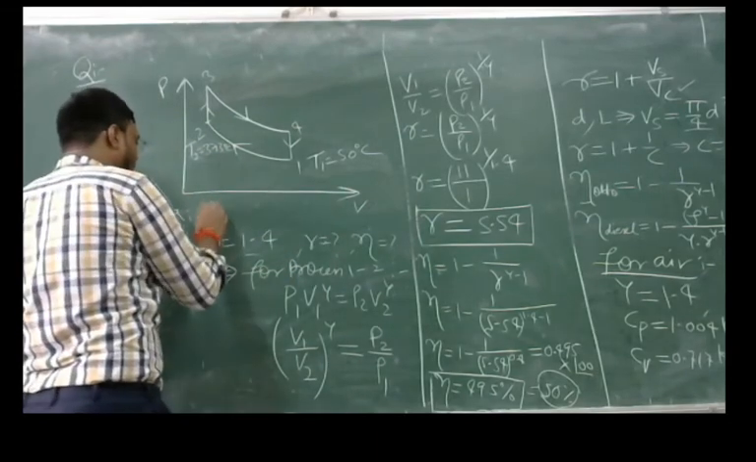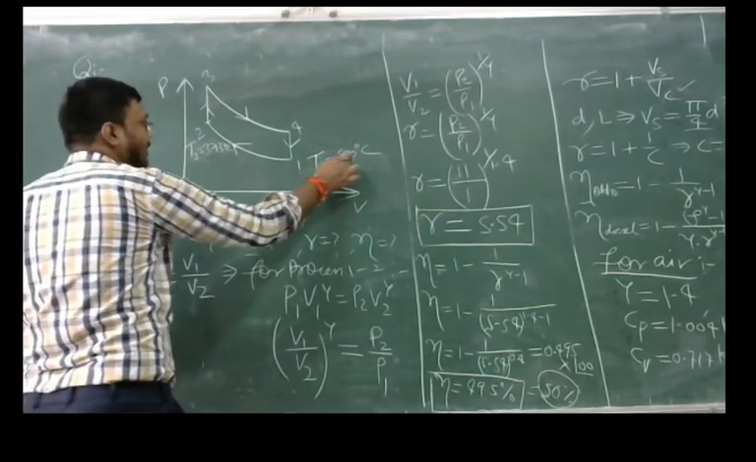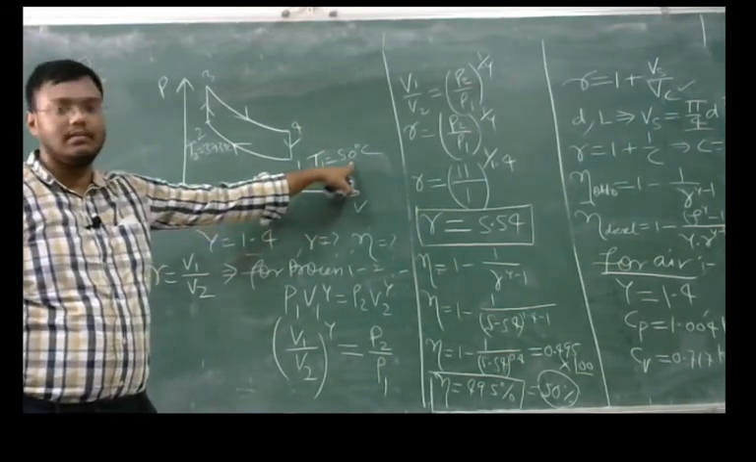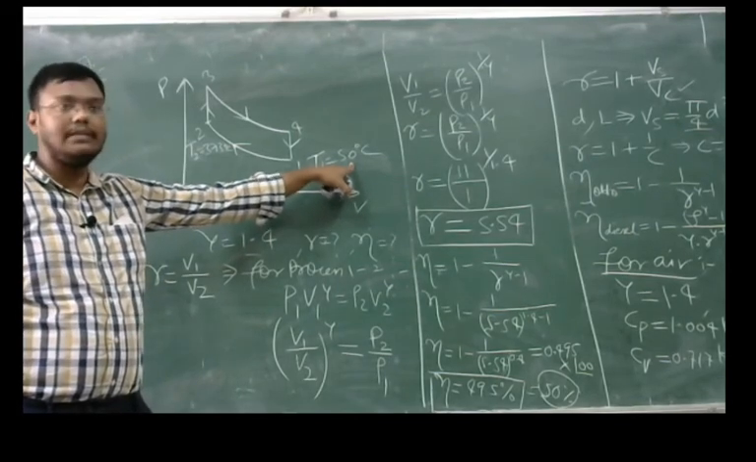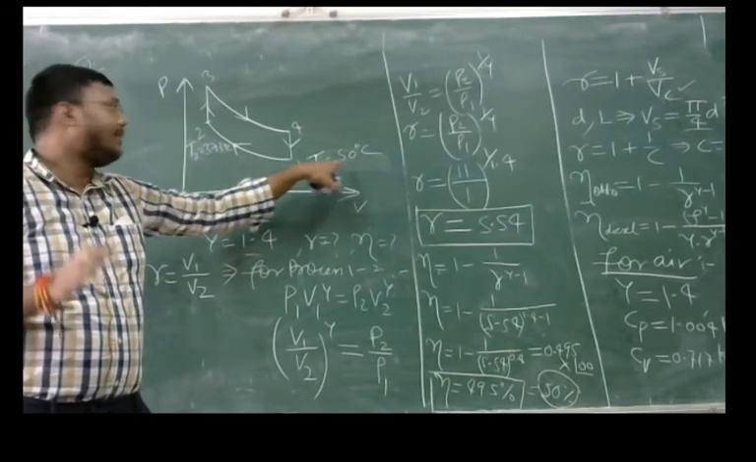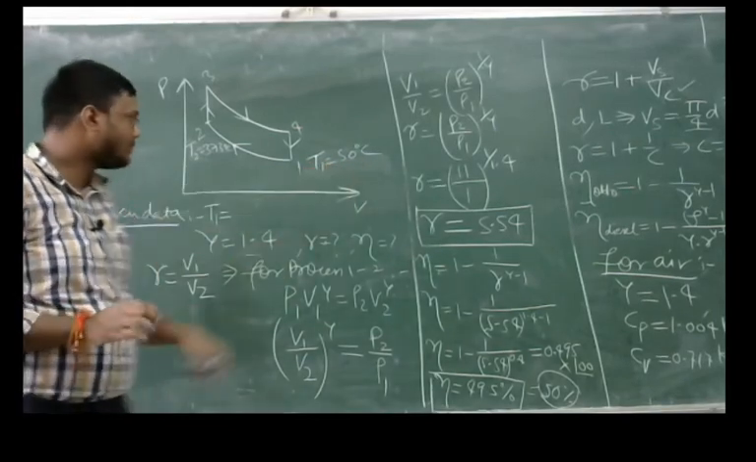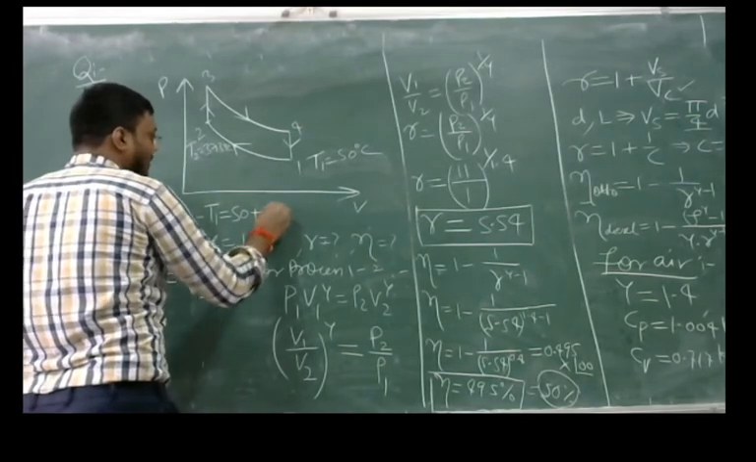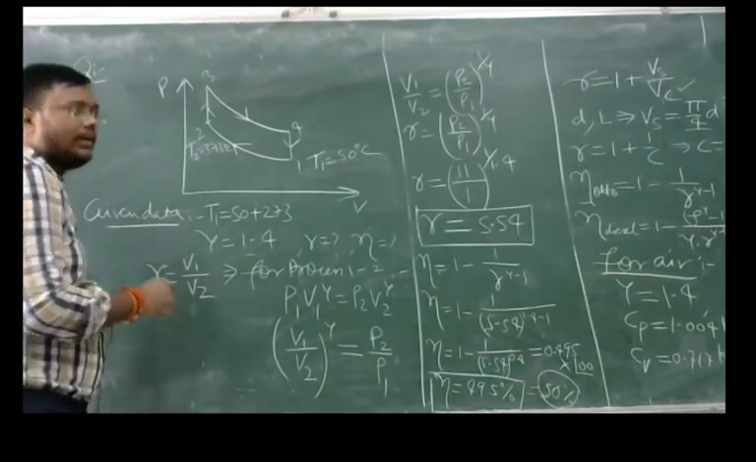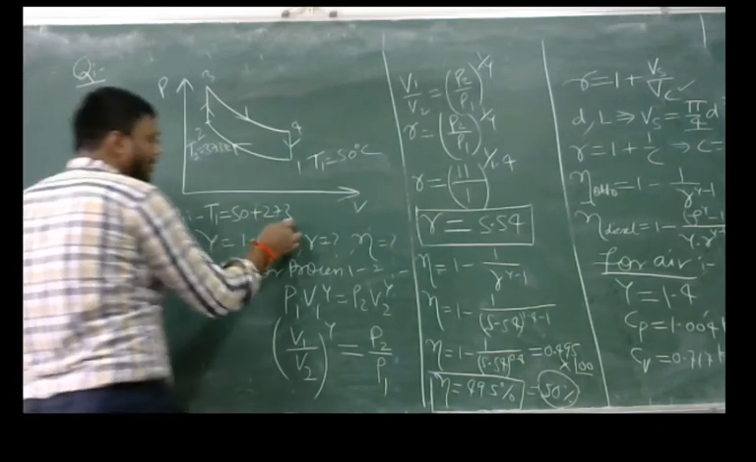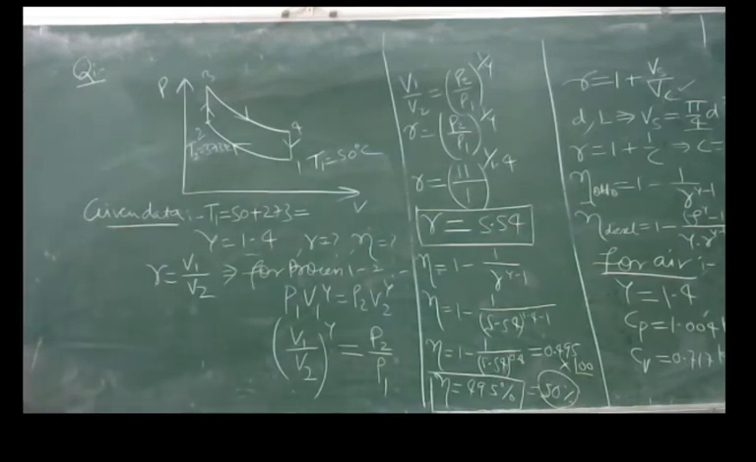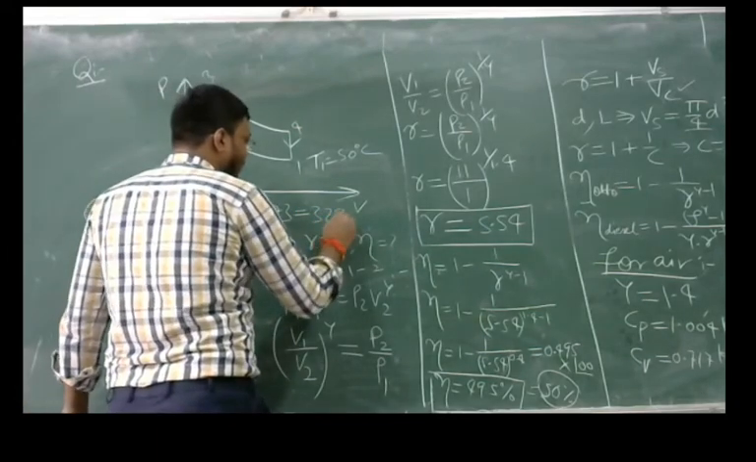So here T1 is given equal to 50 degrees Celsius. But we have to convert this temperature into Kelvin. In thermal engineering, most of the time you need to use the temperature in Kelvin. So T1 is equal to 50 plus 273. To convert to Kelvin you have to add 273. So you will get 323 Kelvin.